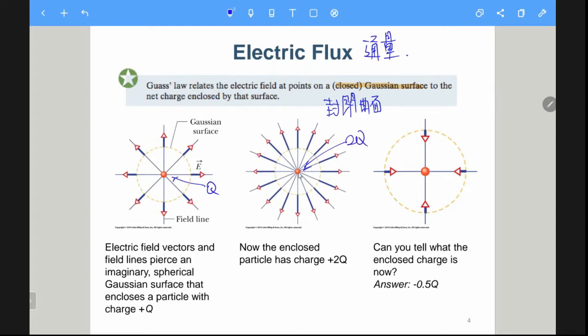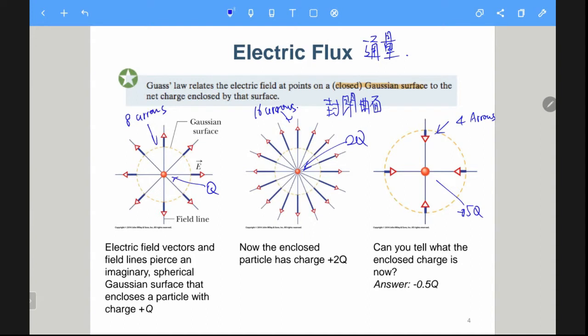Okay, so it generates 16 arrows pointing outside. And for this one, this is negative 0.5Q, so it has 4 arrows pointing inside, because this is negative. So the E field is pointing inside, and here we have 4 arrows. Here we have 16 arrows. And here we have 8 arrows.